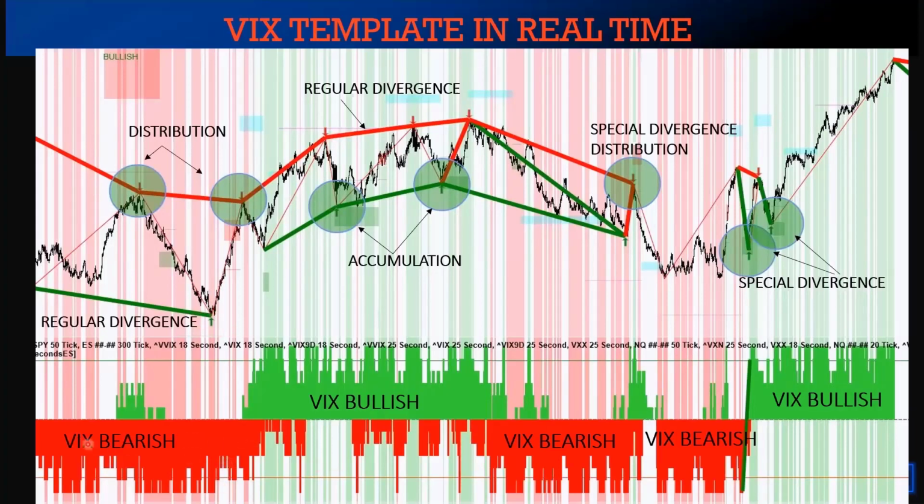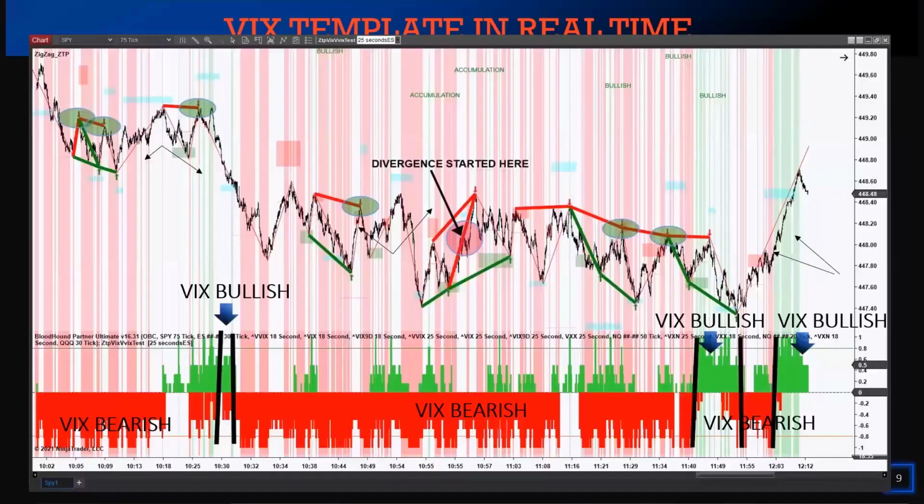Down here on the Bloodhound, what I've done is I've identified where the VIX is bullish and where the VIX is bearish. And I'm going to talk about how we're able to figure that out shortly. The purpose of this Bloodhound template is to determine when the VIX is bullish or bearish. It's very easy to do. The black lines on the chart, which I've done down here, denote those changes. So how do we know if the VIX is bearish or bullish?